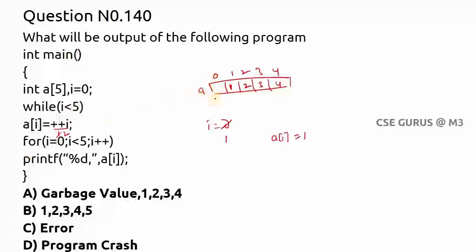What is A of 0? Nothing. So can I say it is a garbage value? Now I am printing with I equals 0, I less than 5. What does it have to print? Garbage value for A of 0, then 1, 2, 3, 4. So which answer is correct? Option A is correct. Remember, it's not like first A of 0 equals 1, next A of 1 equals 2, not like this. So here option A is correct.